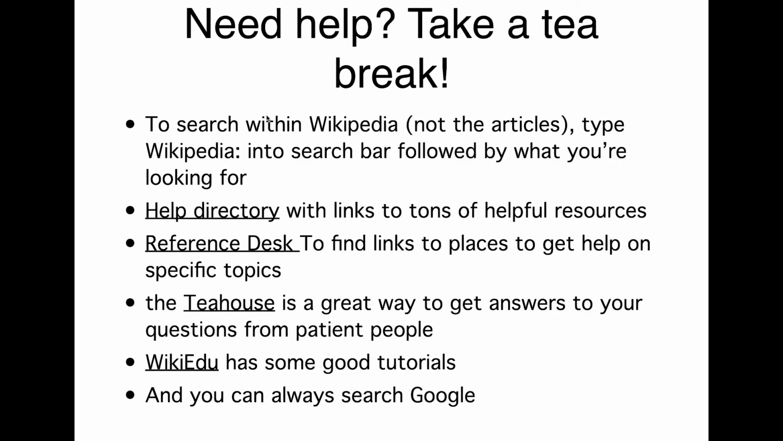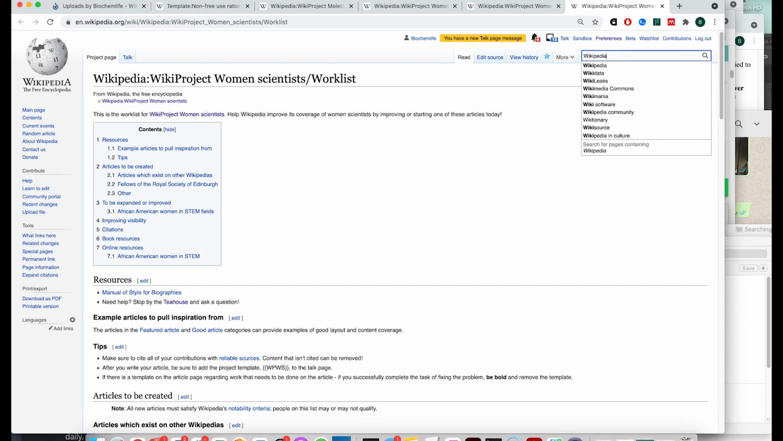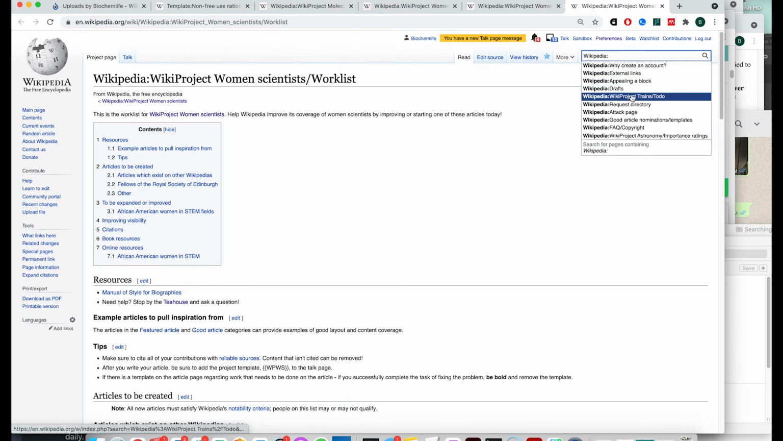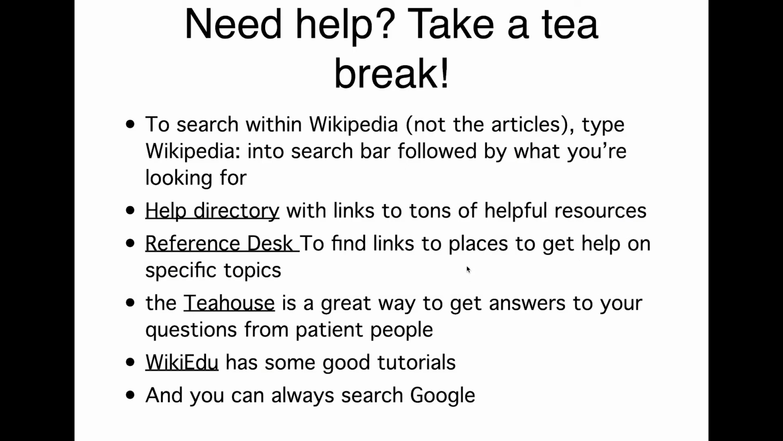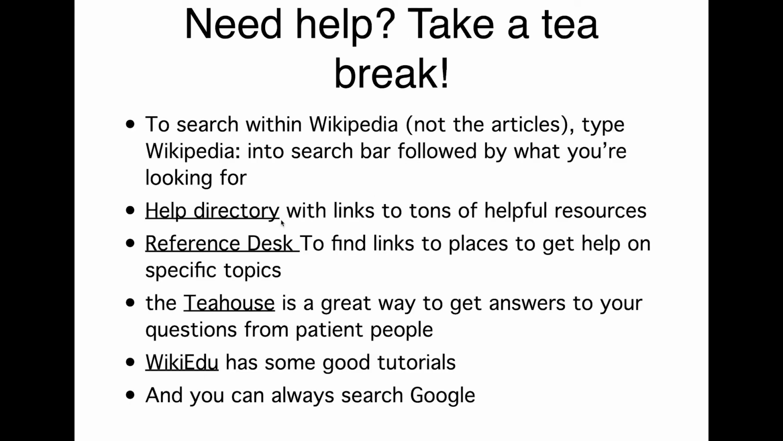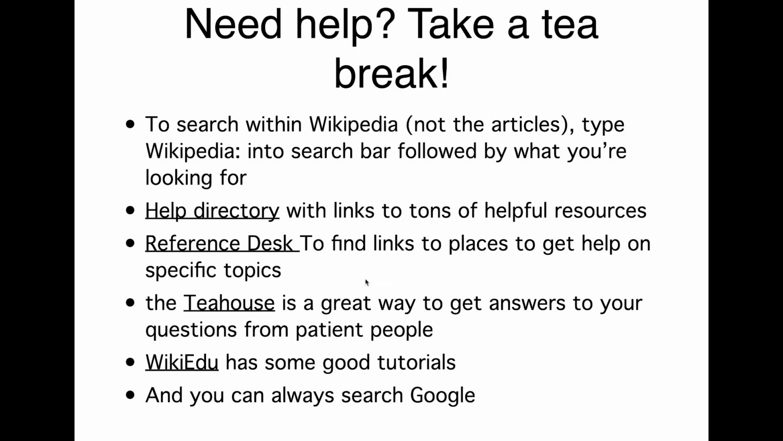Okay, so to search within Wikipedia and not the articles, you can type Wikipedia into the search bar for what you're looking for. And now it has these various help topics. That'll be searching within all the Wikipedia underground type stuff, not within the actual article. So if you're looking for help on something, it's not going to take you to a page about what that thing is. There's also a help directory with links to lots of useful things.